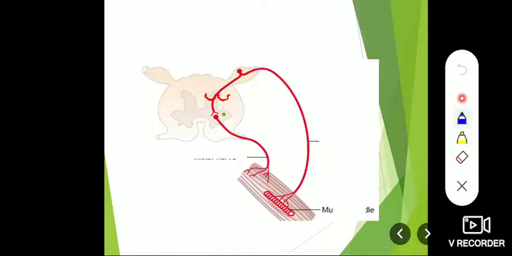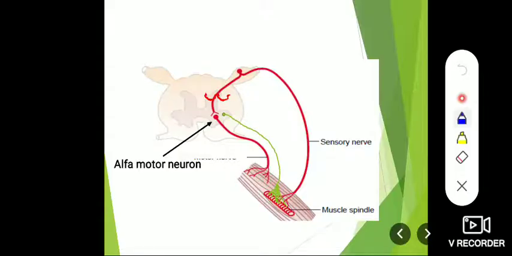This is our most basic sketch, which we must remember every time. Our spinal cord, and this is the muscle, which has a muscle spindle, called a sensory receptor on the muscle, responding to a stretch or change in length of the muscle. Sensory nerve. This is the alpha motor neuron, which is supplying the extrafusal fibers, the principal fibers taking part in muscle contraction. This is our gamma motor neuron, which is supplying the muscle spindle.